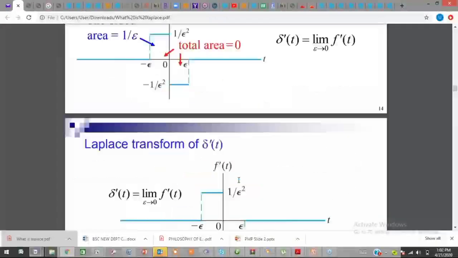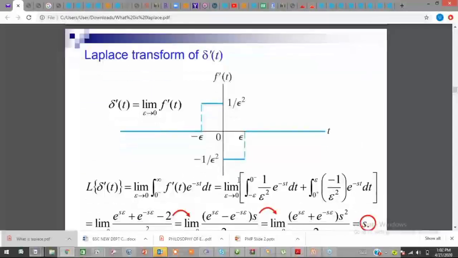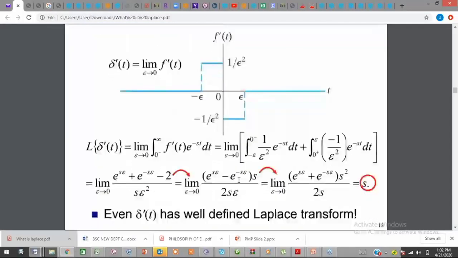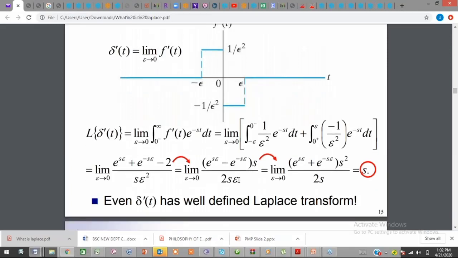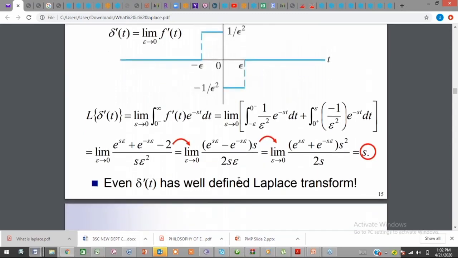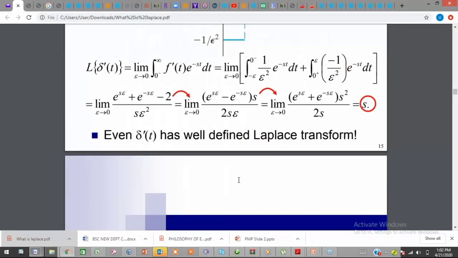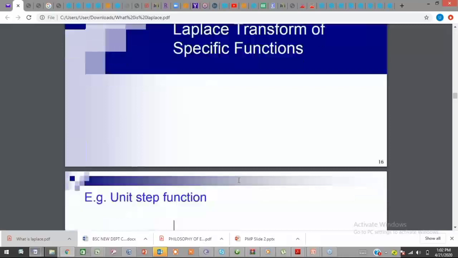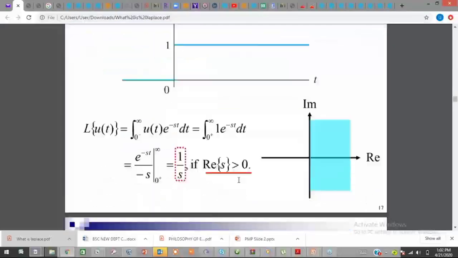Now we can also take the damped sine. For the function of t, we have e raised to the power of minus at sin omega t times u of t, and for the function of s, we have omega over (s plus a) squared plus omega squared. I want us to know that damping by an exponential decay function causes a shift along the real axis in the s domain. Now we're going to look at the first order time derivative.